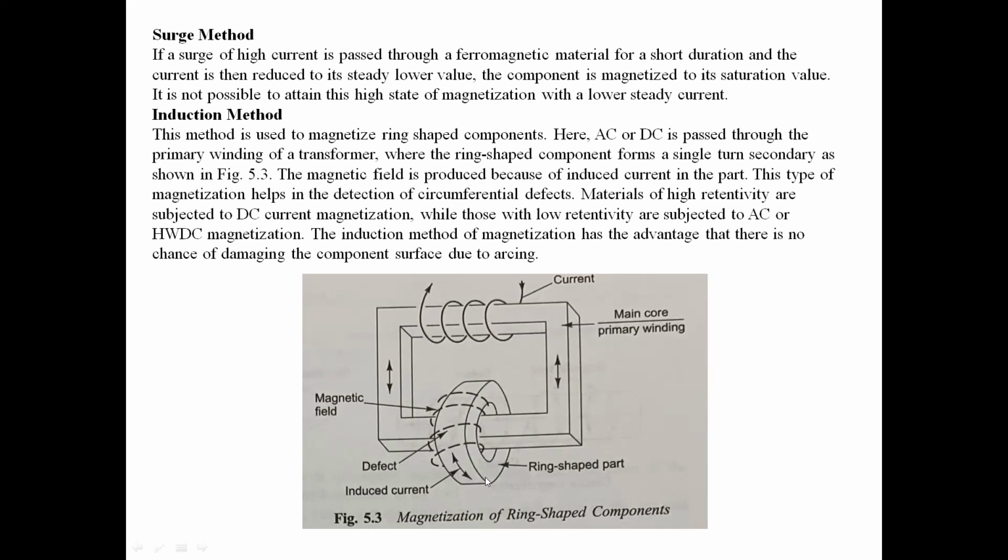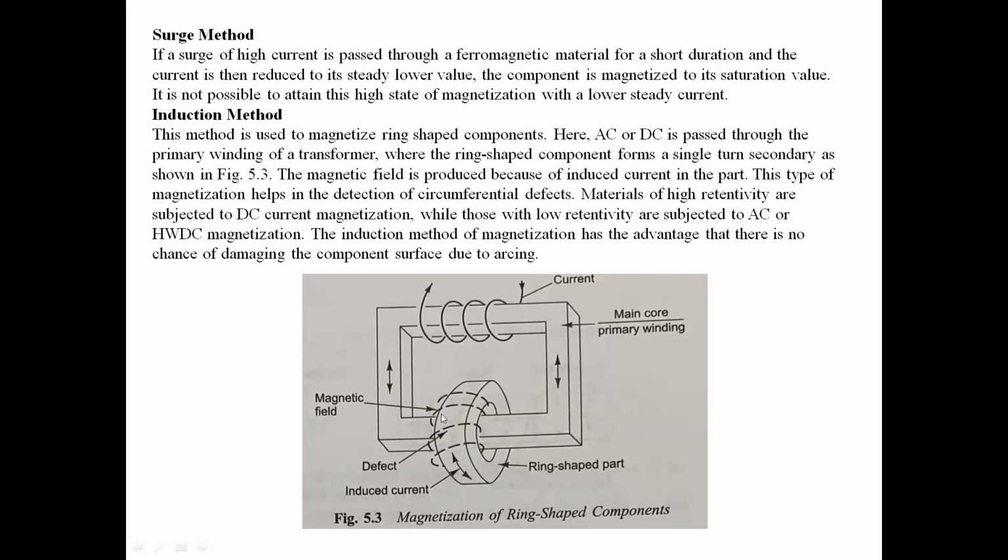This induction method is used for magnetizing ring shaped parts. We are taking a transformer, where we have a primary winding. We are supplying the current to the primary winding. Automatically, this ring, which is the component, acts as the secondary winding. Here this one is the magnetic core that creates the magnetic flux lines.